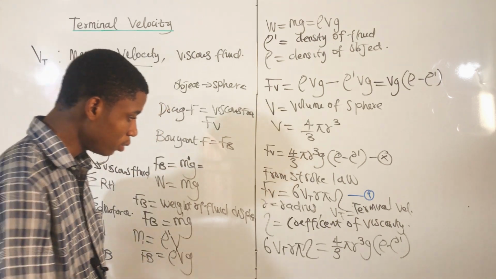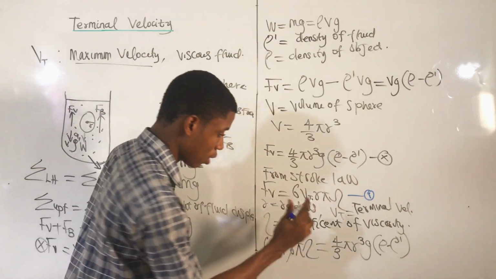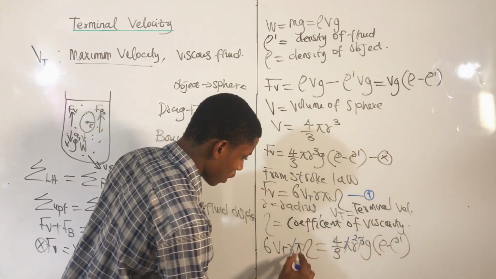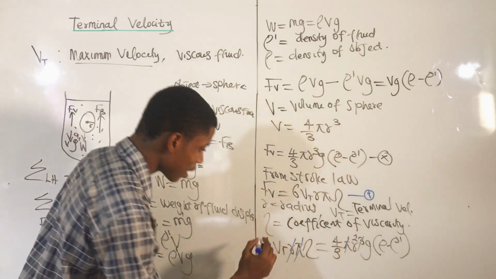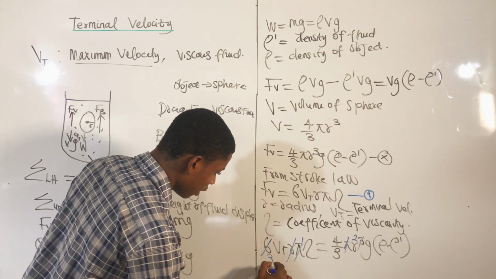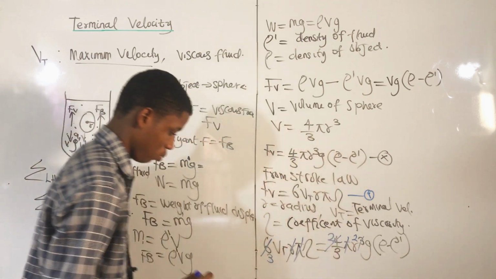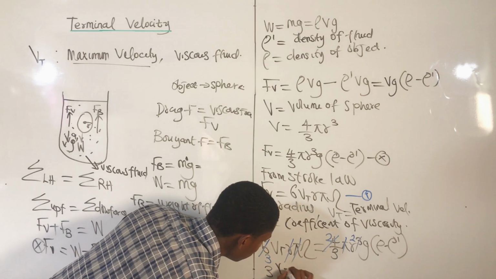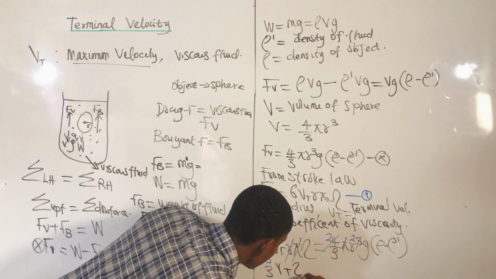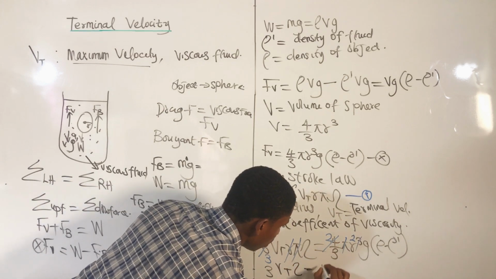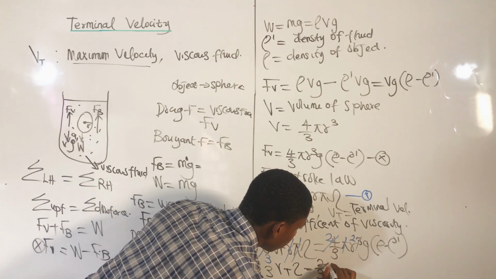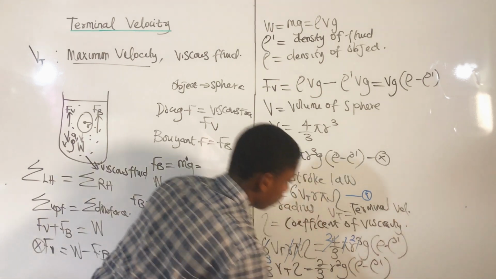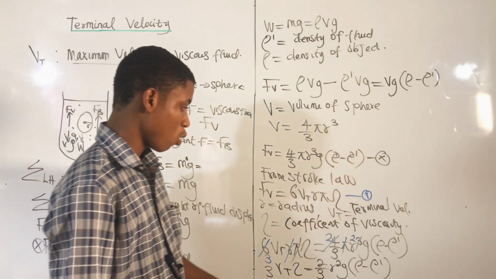What did you notice? Rho here will cancel one rho here, 2 will be left, right? The pi will cancel this pi here, and 2 will go into this, you have 3, 2 will go into this, you have 2. So when you write this, it becomes 3 Vt, and you're left with only the coefficient of viscosity. You're left with 2/3 rho square g bracket rho minus rho prime.